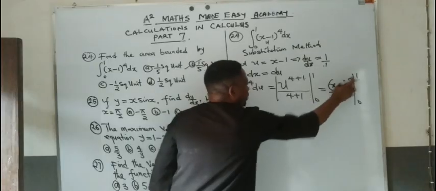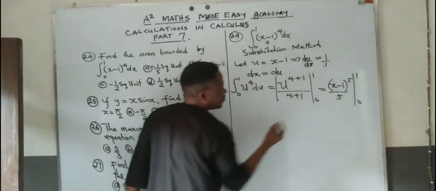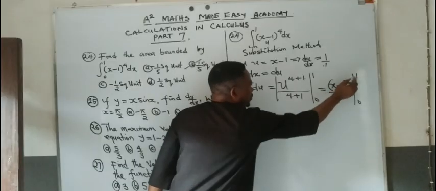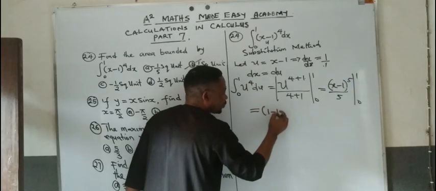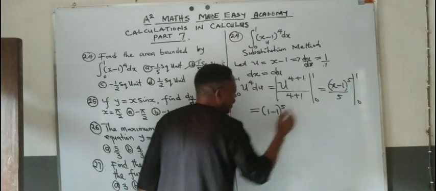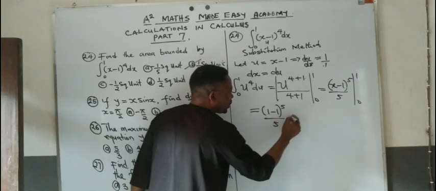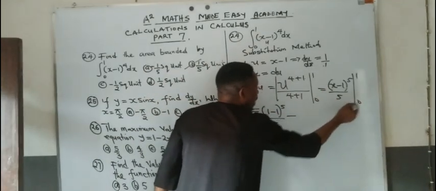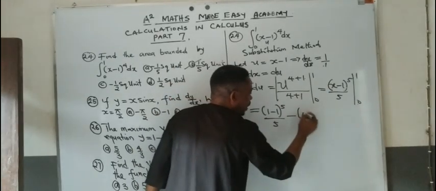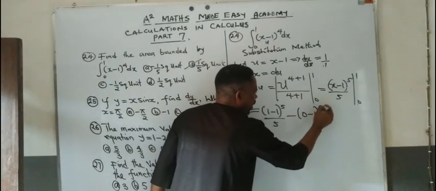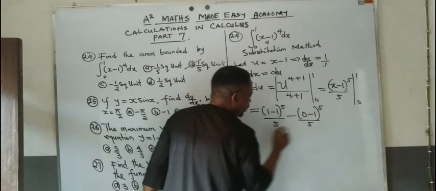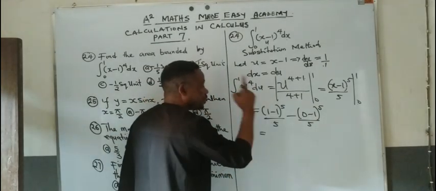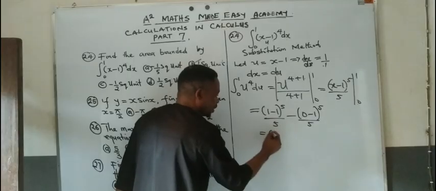Now x at upper limit is 1 and x at lower limit is 0. Can we substitute now? Let's start with upper limit. x is 1. I will now say 1 minus 1 raised to the power of 5, then all over 5. Then the difference means minus. I will now go to the lower limit. x is 0, 0 minus 1 raised to the power of 5 all over 5. Oh yeah, watch. 1 minus 1 is 0. 0 to power 5 is 0. And 0 over 5 will give you 0.